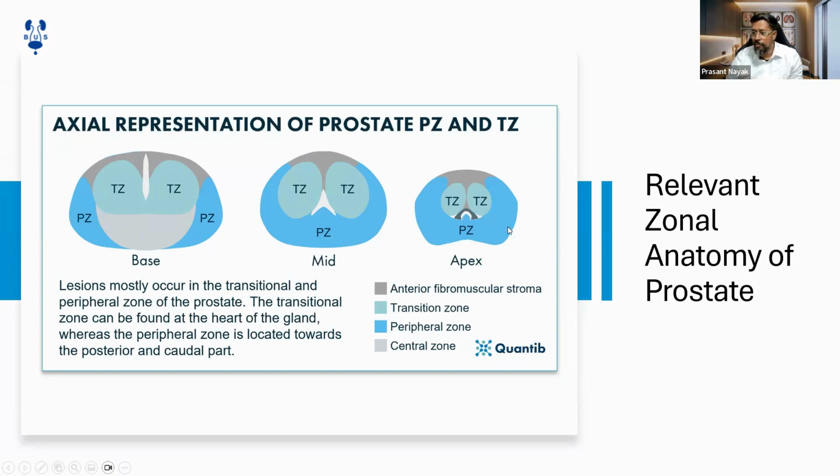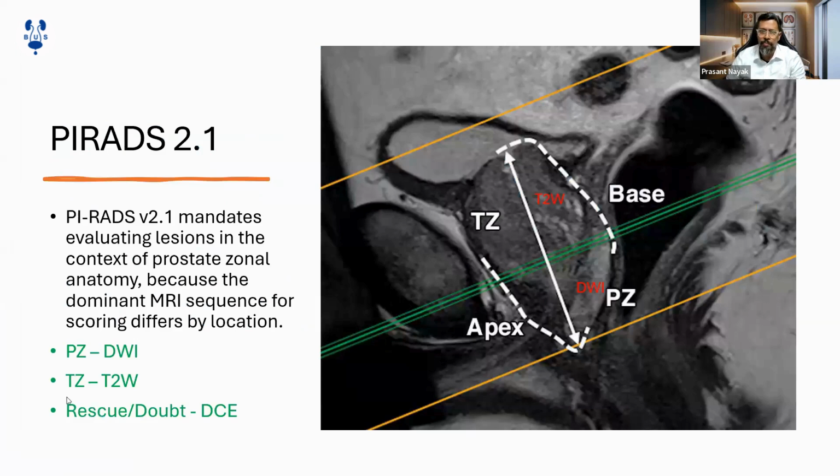At the apex again, there is a peripheral zone, transitional zone, and there is a periurethral zone also, and there is an anterior fibromuscular stroma. So this is the anatomy in an apex, the mid zone, and the base of a prostate when you're looking at it axially. So this is relevant to us in interpreting the mpMRI.